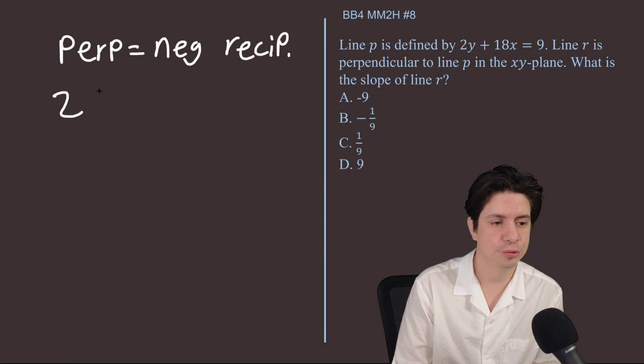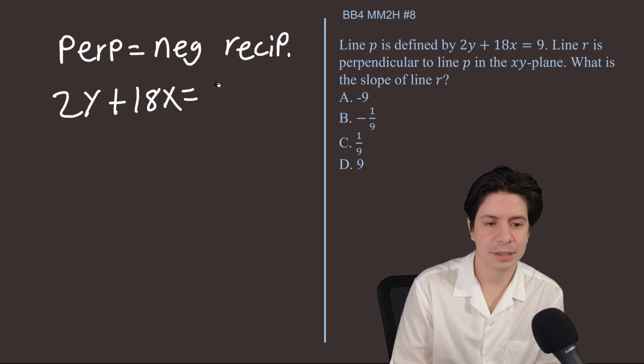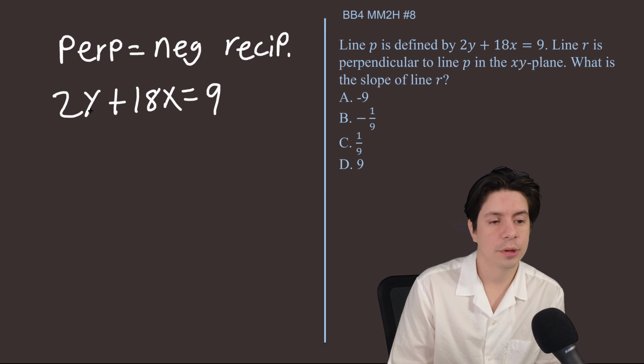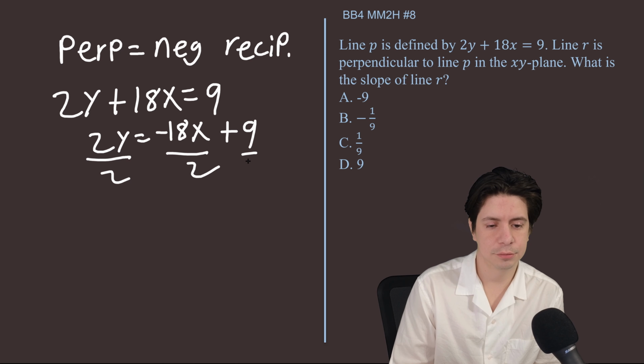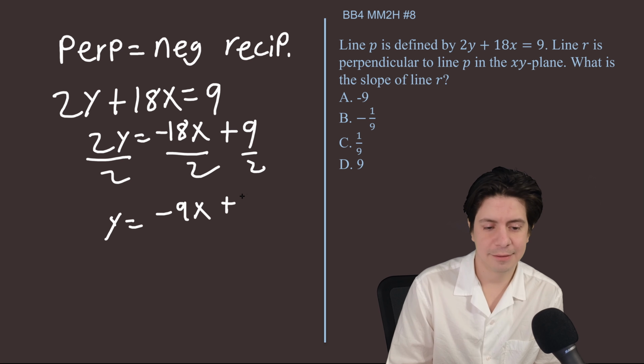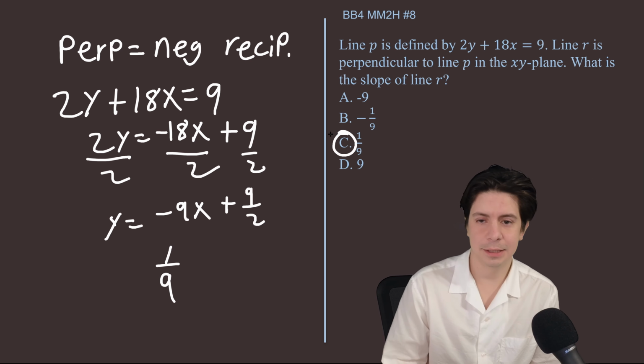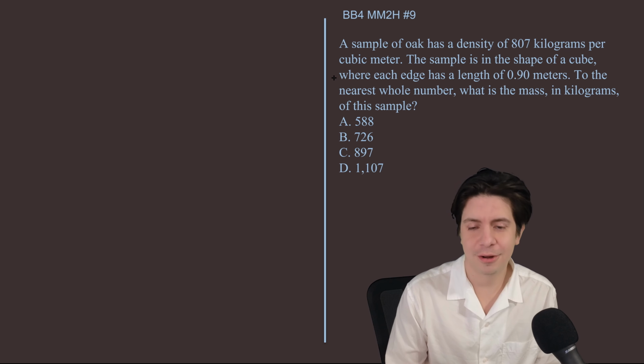So here the slope is 2y plus 18x equals 9. We're going to isolate the y, so subtract 18x. So we get 2y equals negative 18x plus 9. Divide by 2, divide by 2, divide by 2. Y equals negative 9x plus 9 halves. That doesn't matter because all we care about is the slope. And then the negative reciprocal of negative 9 is going to become 1/9. And that is C.